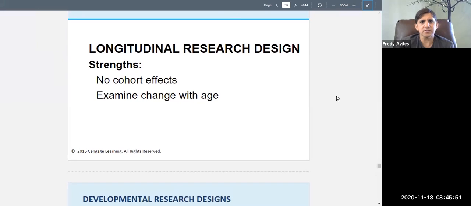Longitudinal research, the strengths, okay? No cohort effects with longitudinal research. There's no problem with having people that grew up at different times, different generations. Okay, there is no problem with that because it's the same people that you're following over time, or that you're testing over time. So there's no cohort effects. They're growing up at the same time. Okay, you're not comparing people who grew up at different times. It's the same people, and you're just waiting for them to age. You can examine change with age.